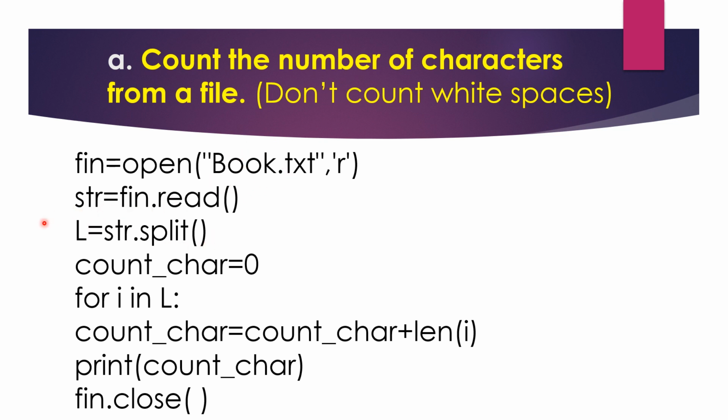Now here we are splitting the strings. For example, in book.txt it is written as "count the number of characters". So this will split the line as first count, then the, then number, then of, then characters. So this 1 2 3 4 5, it will split into five different words.